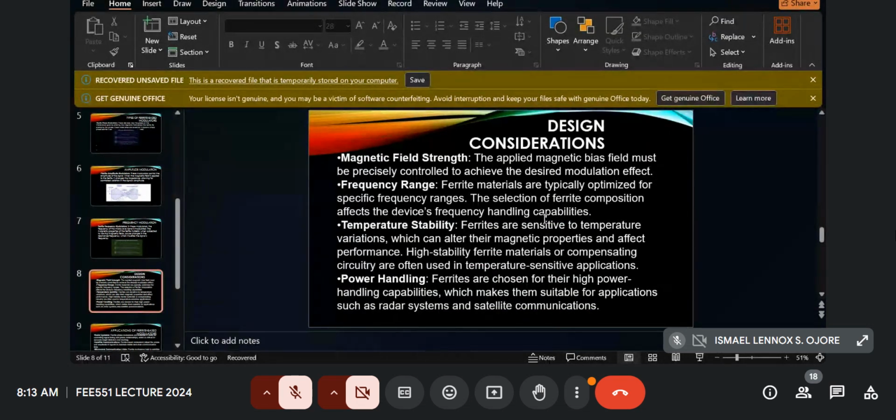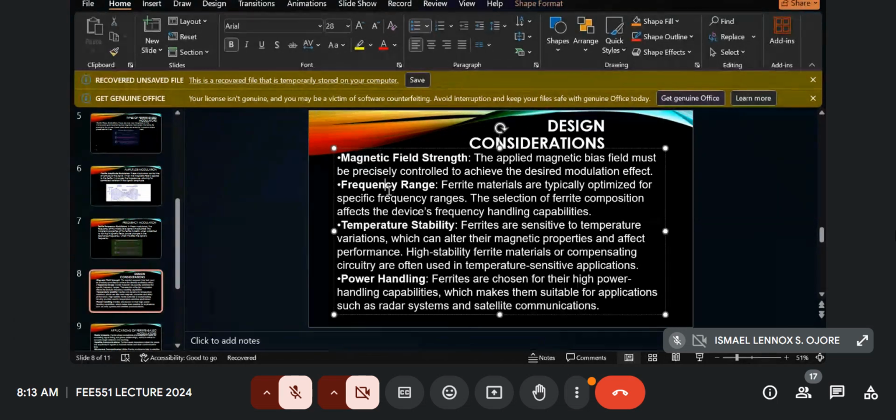In their design, we have certain design specifications, such as the magnetic field strength. The applied magnetic bias must be precisely controlled to achieve the desired modulation effect. That is in magnetic biasing. The next we have is frequency range. Ferrite materials are typically optimized for a specific range, so they tend to work in a specific frequency range.